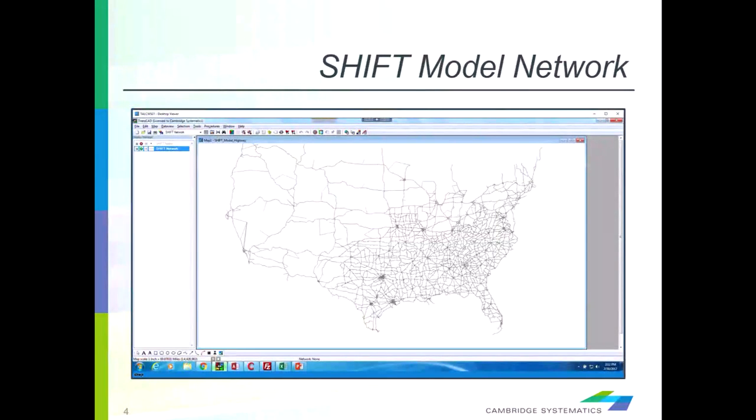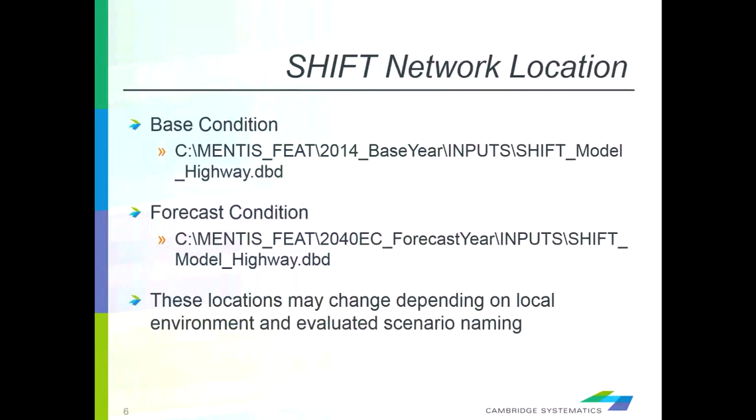Okay, so I went through, as Paula said, you have gotten training on the shift model. We use the shift model. We have a 2014 base year, a 2040 forecast year, and we have the networks located at these locations. I set up this folder. You can change the folder structure according to your local environment, and so we use those as the base on the forecast year.